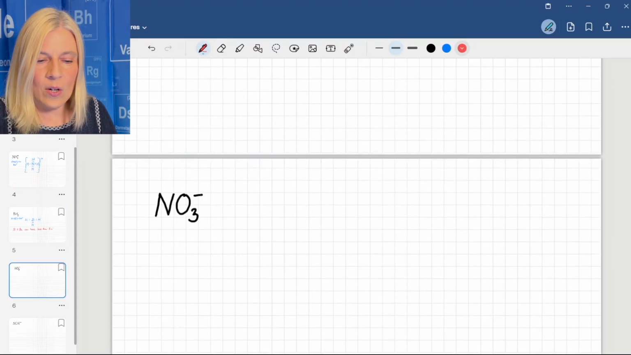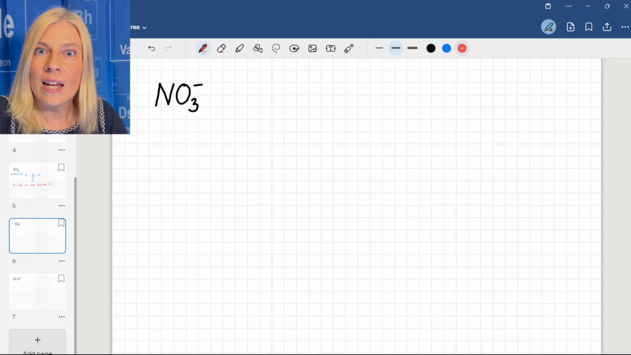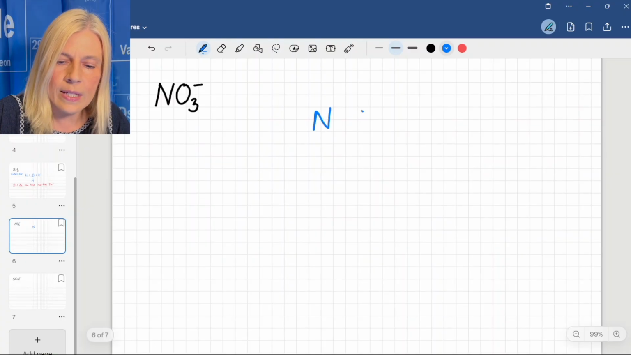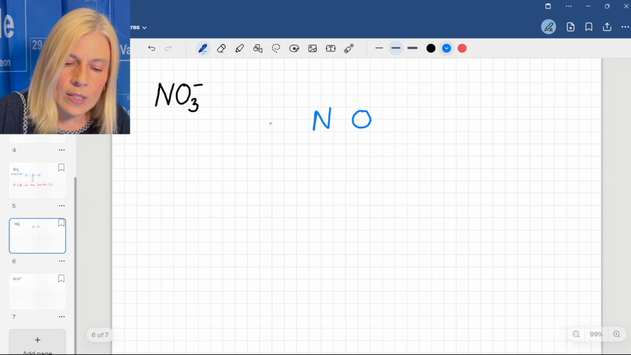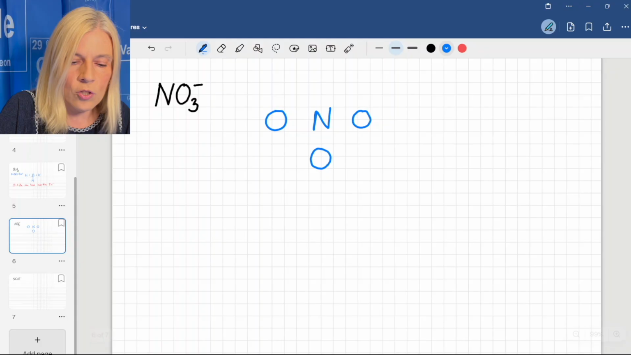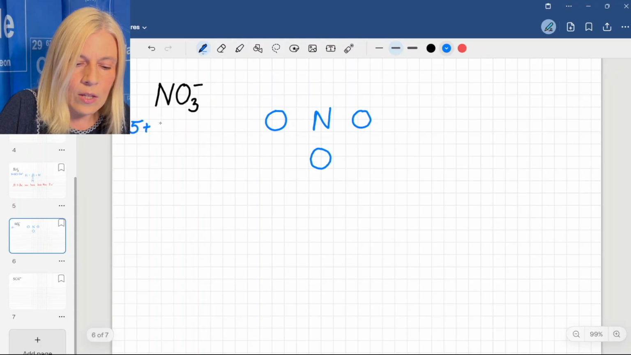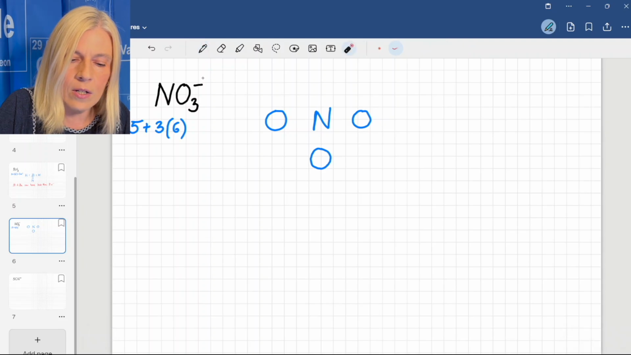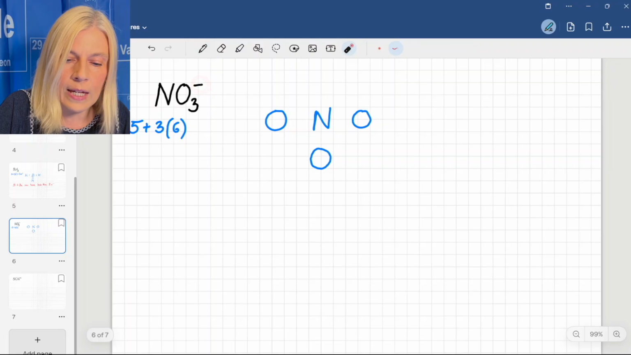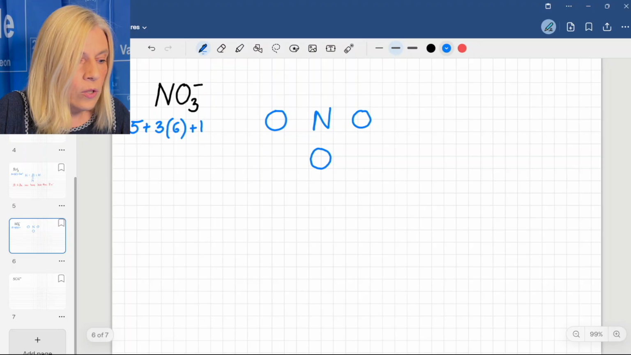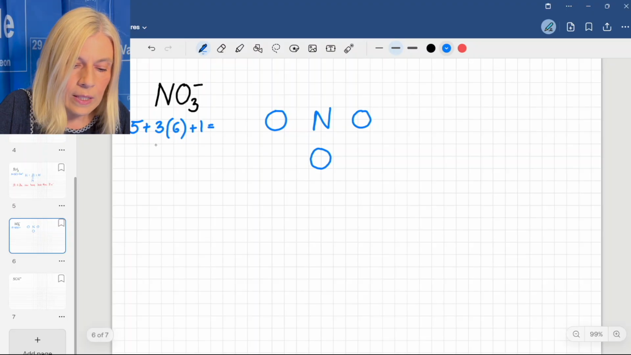Okay, let's go here. Ooh, nitrate, our polyatomic ion. All right, let's stick nitrogen in the middle, and let's stick oxygens on the outside. Oxygens are also more electronegative, and remember, nature loves symmetry. So nitrogen comes with 5 valence electrons, and we have 3 oxygens, each comes with 6. But have a look here. We have an overall charge of -1. That means we have to add that 1 electron. So when we do that, we have 24 valence electrons to work with.